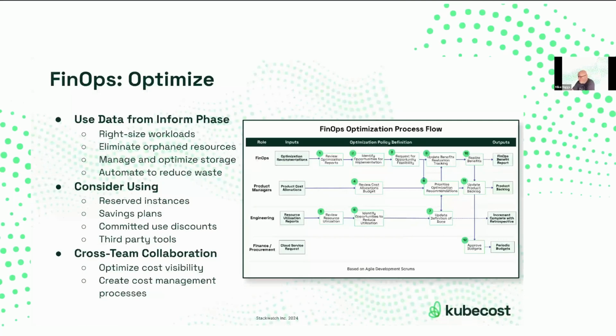We also want to go through and do things like eliminate orphaned resources. We touched on this earlier. Again, a lot of times it's very easy to spin up resources in the cloud. Teams will spin things up and then kind of forget about them. So we see a lot of this in terms of orphaned resources.